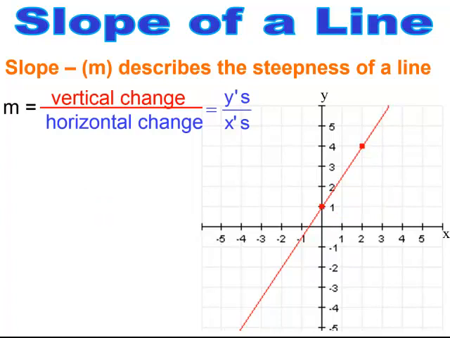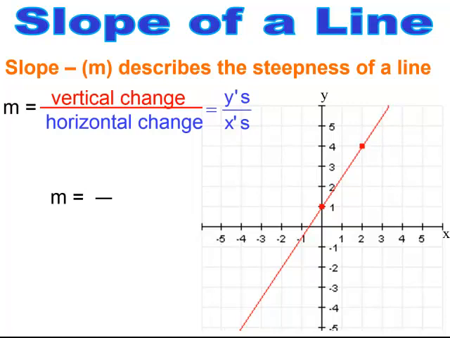Slope describes the steepness of a line. So when we're looking for the slope of the line, the slope is made up of our vertical change, or our y values, over our horizontal change, our x values. And the abbreviation for slope is the lowercase m. So m represents slope here. So now when I want to find the slope of this line that we have, you're going to use the two distinct points.